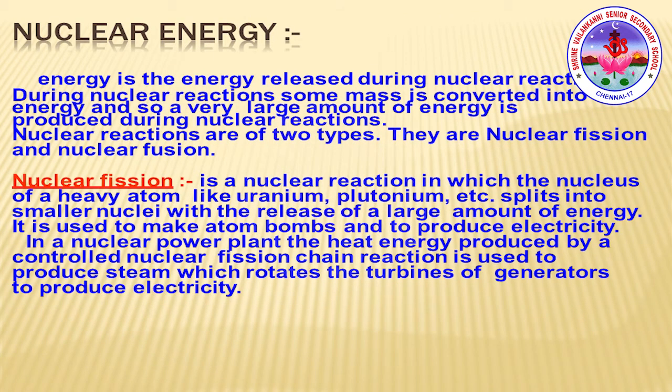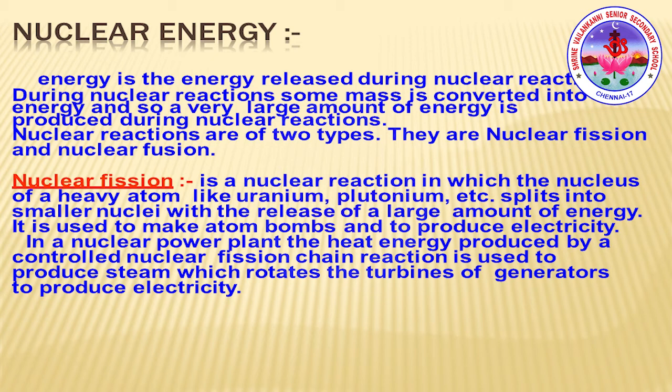Nuclear energy. See, the nuclear energy is the energy which is released during the nuclear reaction. During the nuclear reaction, some mass is converted into energy, and so a very large amount of energy is produced during the nuclear reactions. So nuclear reactions are of 2 types, that is nuclear fission and nuclear fusion. Now we will see nuclear fission. Nuclear fission means the nucleus of a heavy atom like uranium, plutonium, and so on, splits into smaller nuclei with the release of a large amount of energy. So it is used to make atom bombs and to produce the electricity.